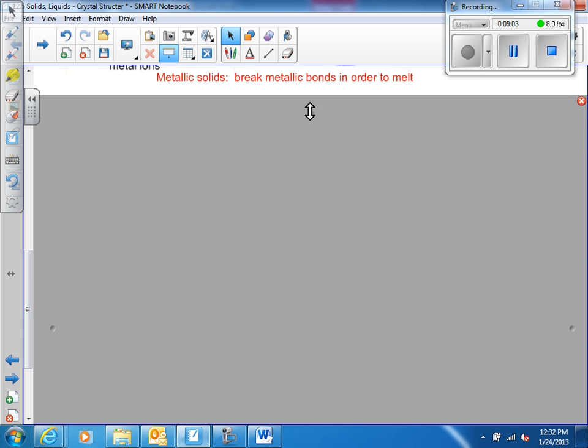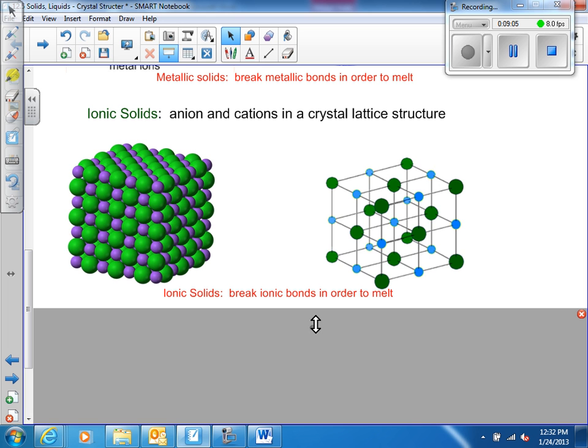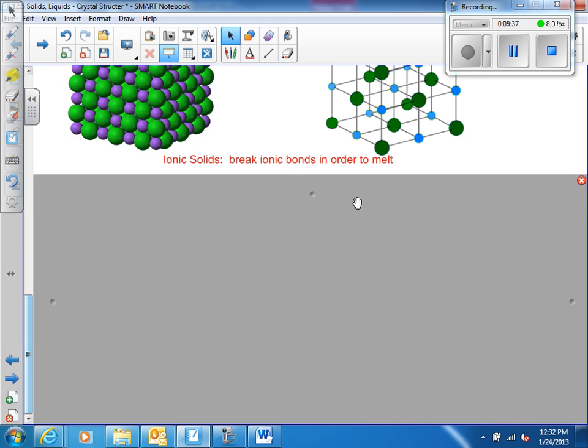Okay, moving on. Ionic solids. Nothing's moving. You're stuck in place. So can ionic solids conduct electricity? No, they cannot, because nothing's moving. Do you see anything moving here? I don't. But what we have is, again, our lattice structure, and this would be your anion and a cation. Cations are always smaller because they've lost electrons. Anions are bigger. So you have your cations and anions neatly organized into a crystal lattice structure, and we have to break those ionic bonds in order to melt.